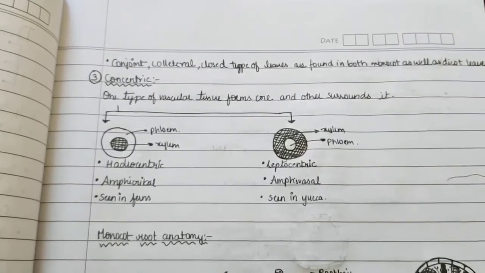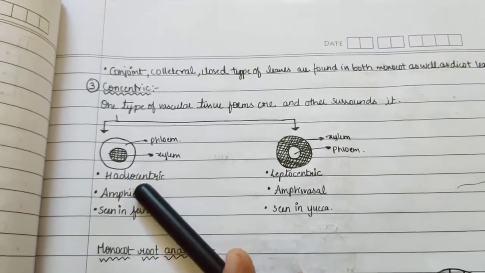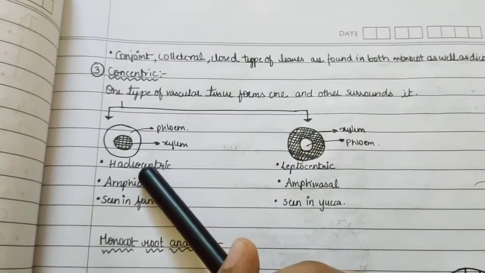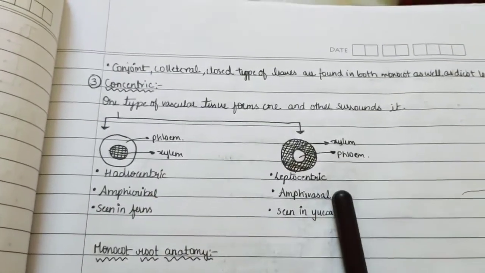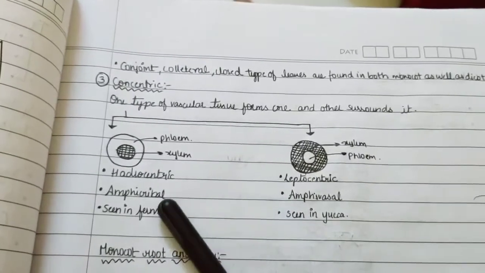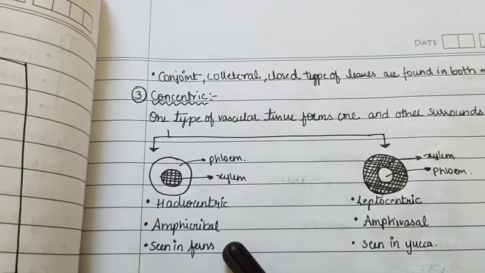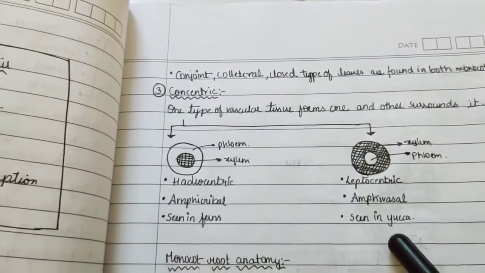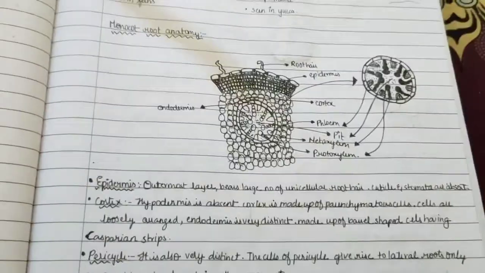Now let us discuss concentric vascular bundles. In this type of vascular bundle, one tissue forms the core and the other surrounds it. Here two types are there: hydrocentric and leptocentric. In hydrocentric, the xylem is surrounded by phloem, and in leptocentric, the phloem is surrounded by xylem, which is amphicribal and amphivasal.